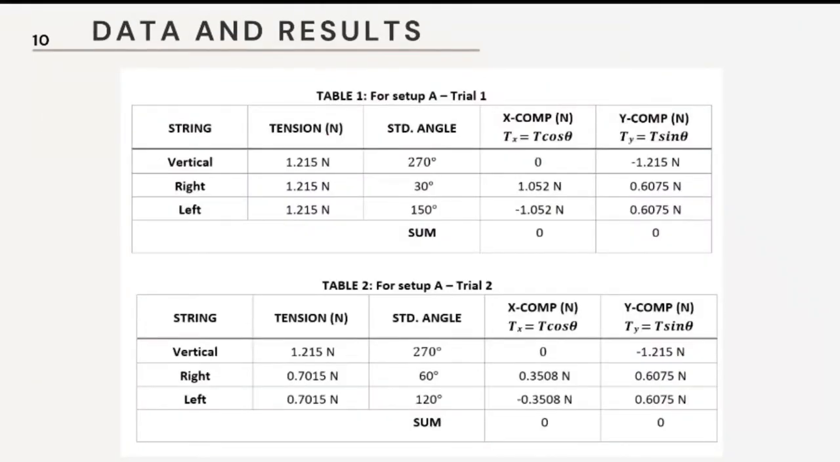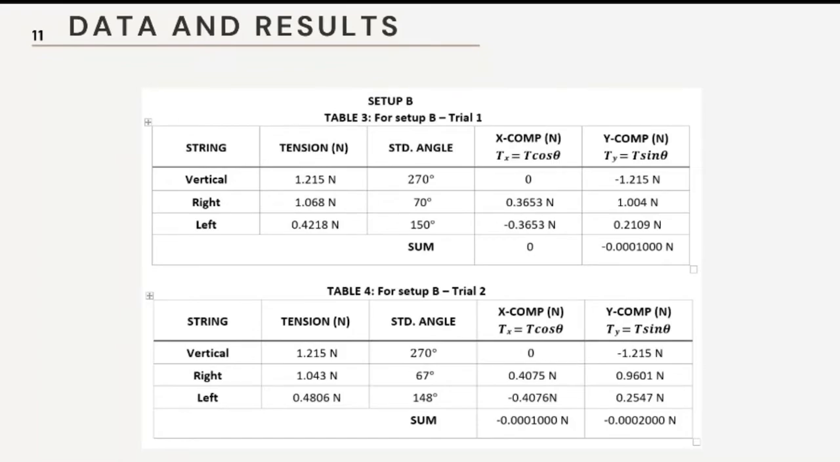Using all the data acquired, we can now solve for the tension, standard angle, XY components of the vertical, right, and left string. Furthermore, after solving all the data, we can now find the sum of the X and Y components. For setup A trial 1, the sum of the X and Y components is 0, which makes sense because the object is at equilibrium. For setup A trial 2, the sum of the X and Y components is also 0.